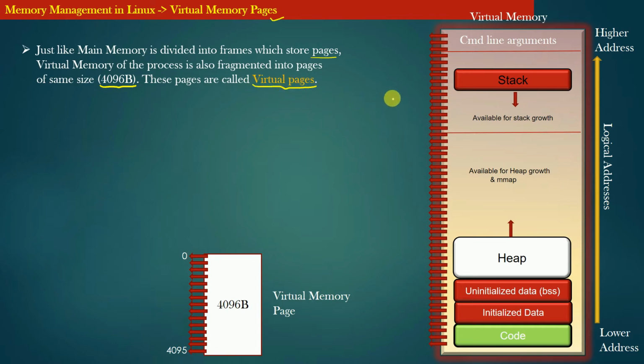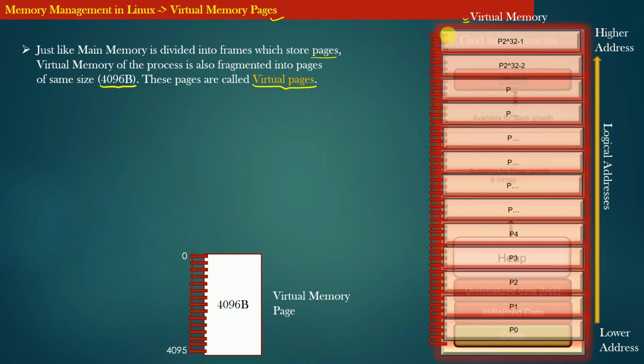You can see that on the right hand side is the snapshot of the virtual address space of the process in execution. Now if we divide the entire virtual memory of the process into blocks of equal size, then the virtual memory is said to be fragmented into virtual pages. Starting from the lowest address we have a page P0, then page P1, then page P2, and so on up to page number 2 raised to the power 32 minus 1. Each fragment of this virtual memory is called a virtual page.